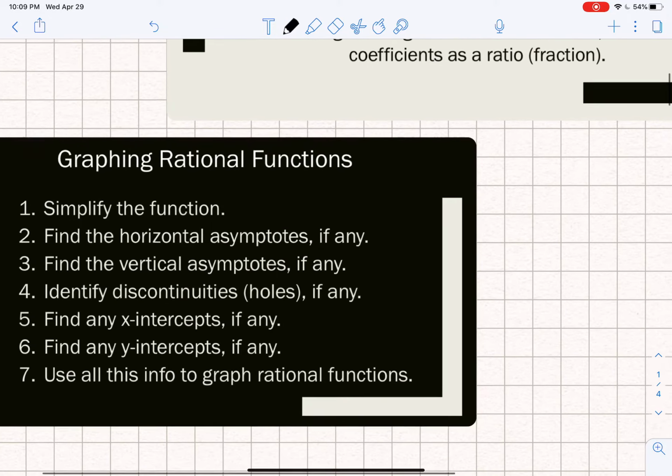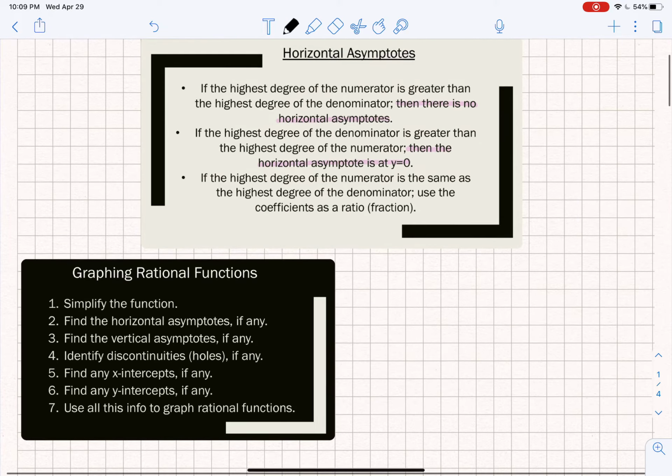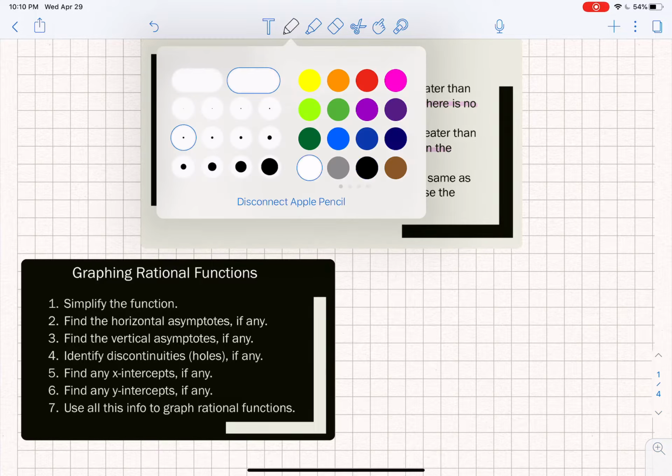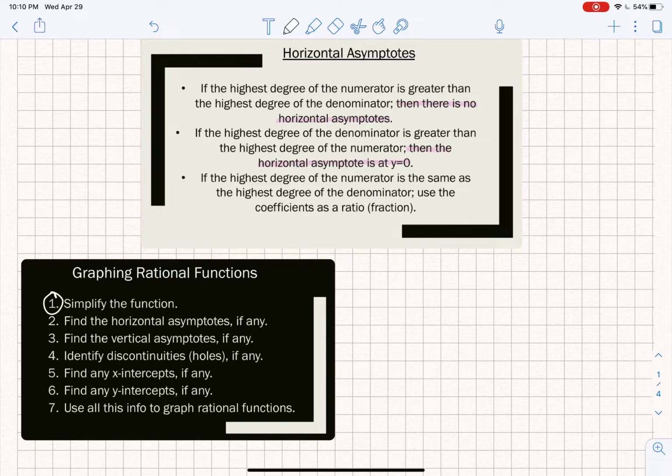This is what we're going to be doing. We're going to follow these, I guess you can call them steps. I like to do it in this order just so I know what my function will look like when I graph it. The first thing we do is simplify the function. Next we find horizontal asymptotes, if it has them. Then find the vertical asymptotes, if there are any. These three we're going to do for this lesson, and we're going to do the next parts tomorrow.